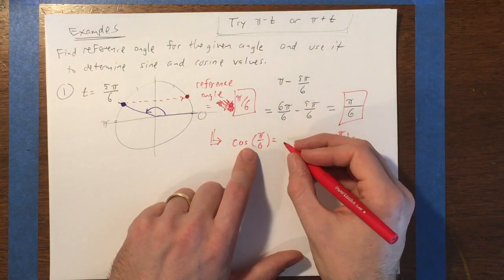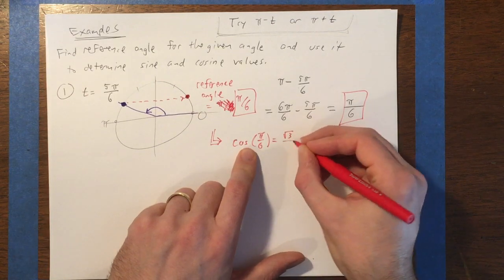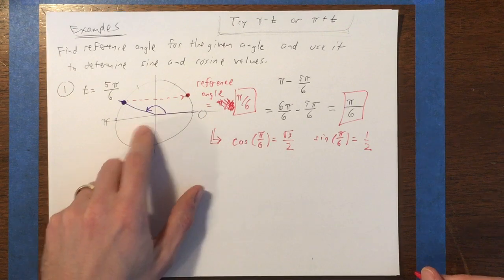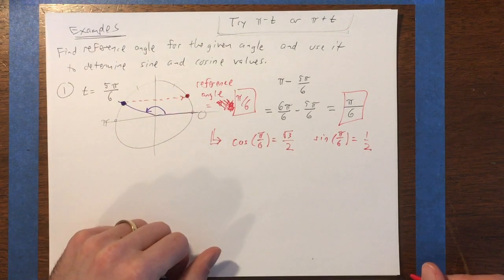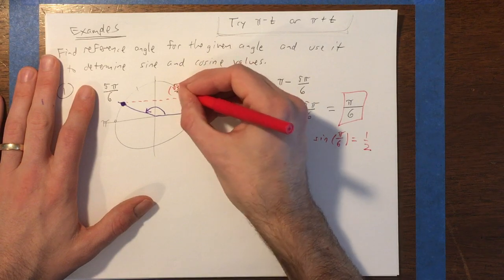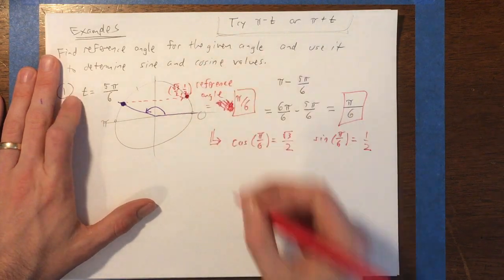These values are the square root of 3 over 2 and 1/2. Okay, that's the x coordinate and the y coordinate. So this point right here is square root of 3 over 2, comma 1/2.